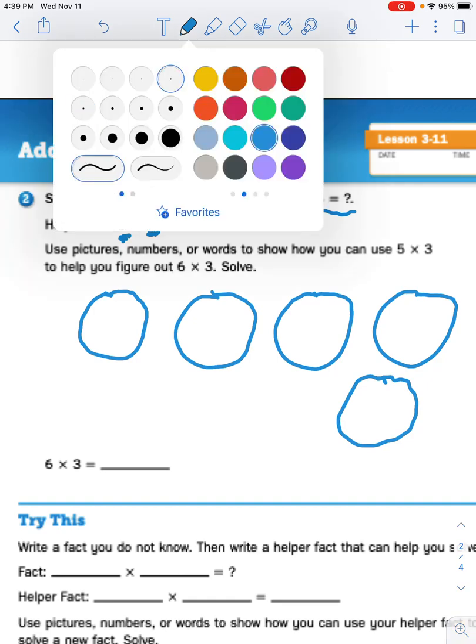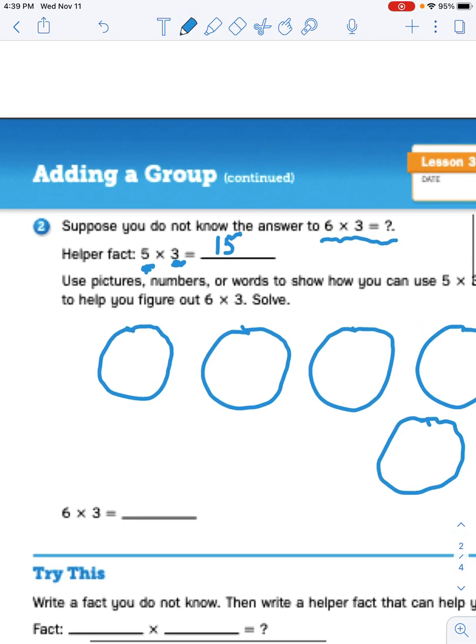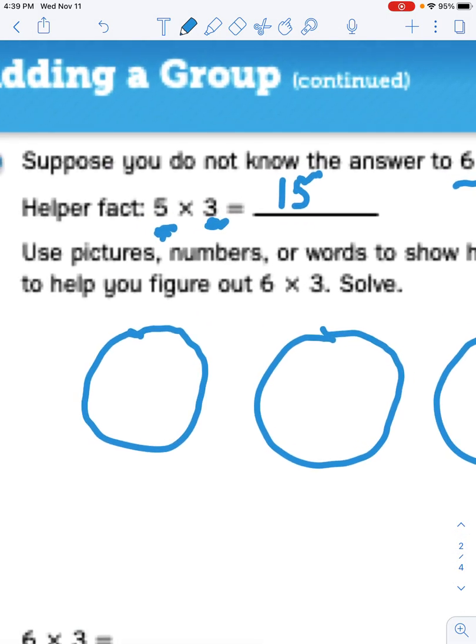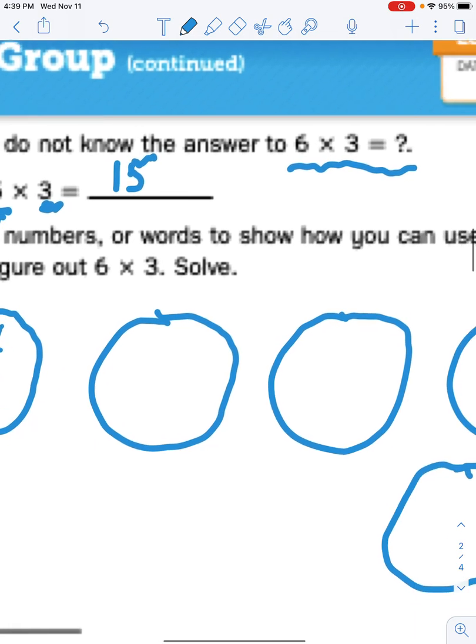So I could either do X's, dots, lines, it doesn't matter. I'm going to do X's because I can see those best. 1, 2, 3.